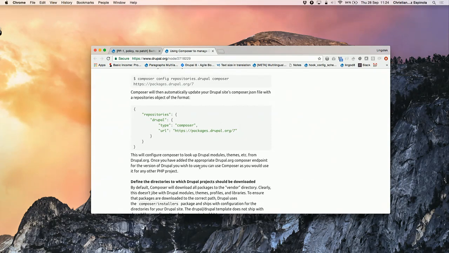So there is a Drupal.org panel where we may learn about what is possible and what the time frame would be.